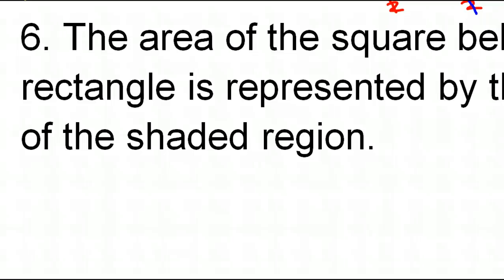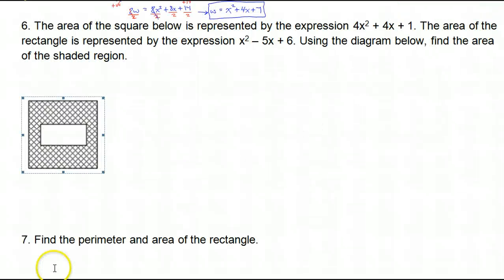Okay, let me zoom out so we can see number 6 better. Alright, this is another mind-blowing problem. The area of the square below, this shaded thing, is represented by the expression 4x squared plus 4x plus 1. The area of the rectangle, the little white thing, is represented by the expression x squared minus 5x plus 6. Using the diagram below, find the area of the shaded region.